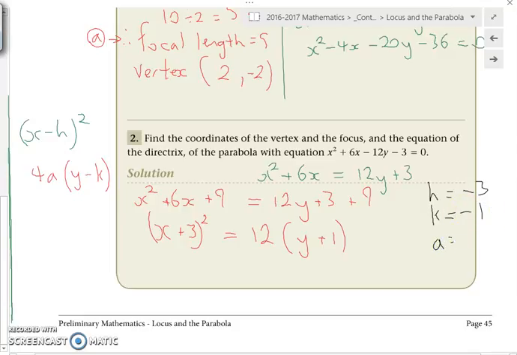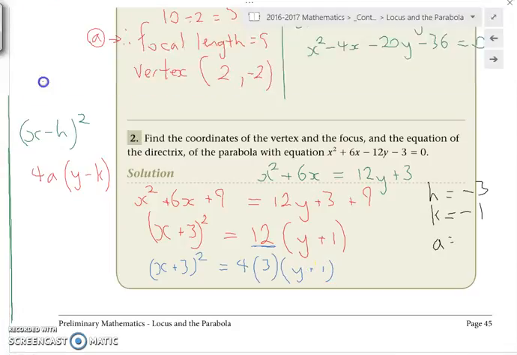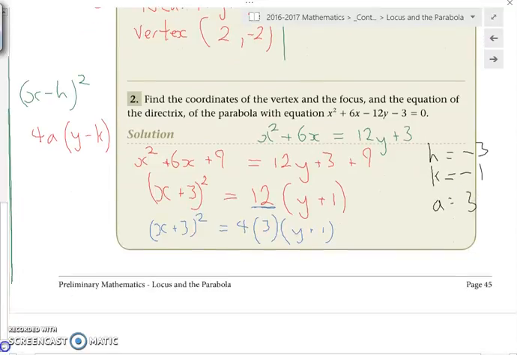Now, we have to convert this so that this bit, we know it's 4a. So we divide it by 4. So we end up with x plus 3 squared equals 4 times 3 times y plus 1. So a is 3. Cool? So we've now got our 3 variables, which tells us what?